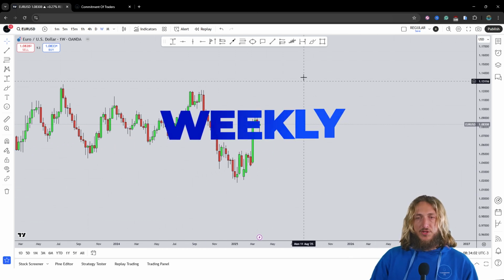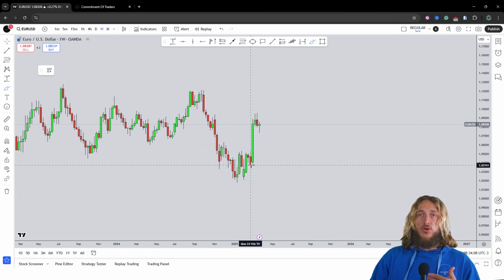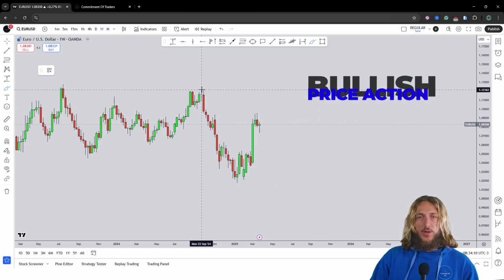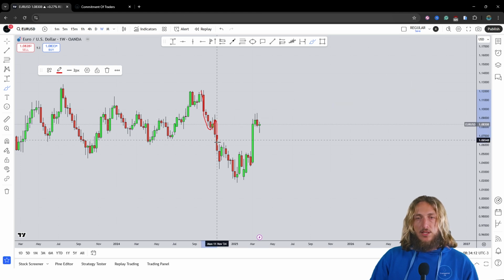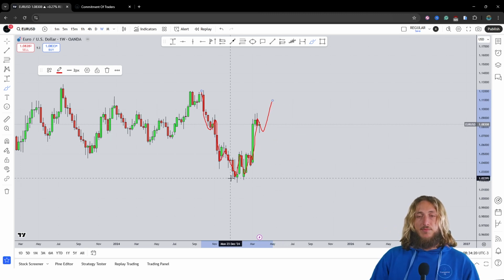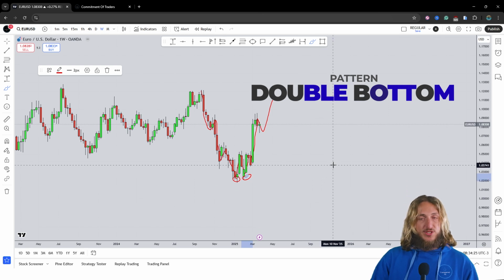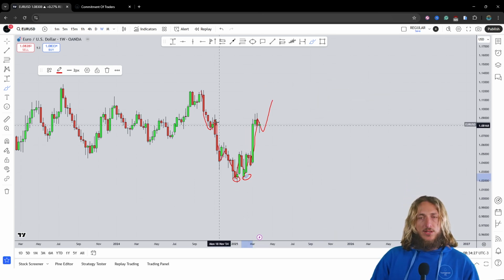Now, from a weekly perspective, what we can notice is that we have a market which just shifted from a weekly bearish trend to now a weekly bullish trend. We went from the creation of weekly lower lows and lower highs all the way up to now the creation of weekly higher highs and higher lows, with the transition pattern being a double bottom here from a weekly perspective. So everything is quite clear. We had a clear inversion of trend.